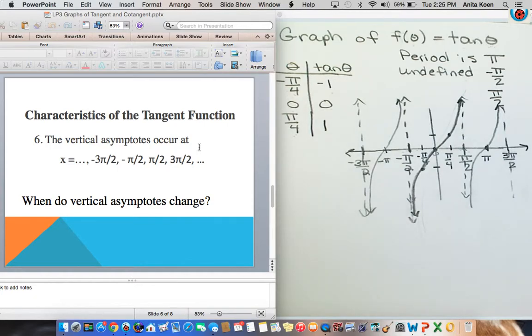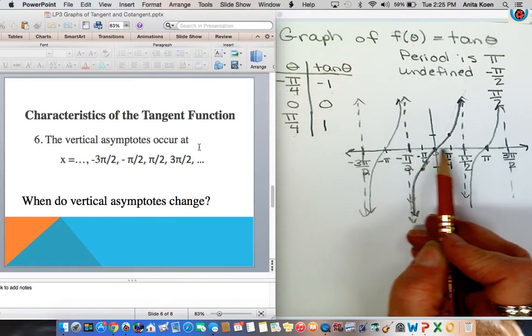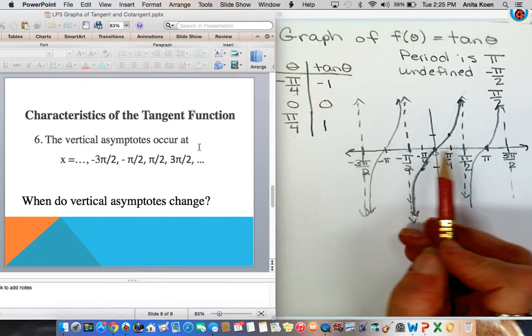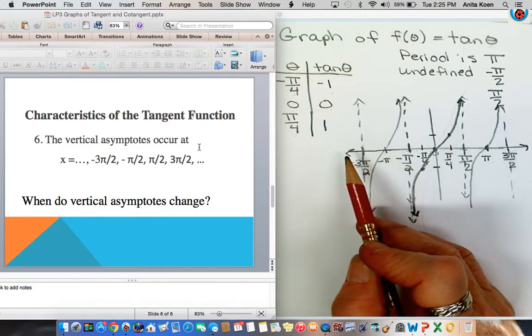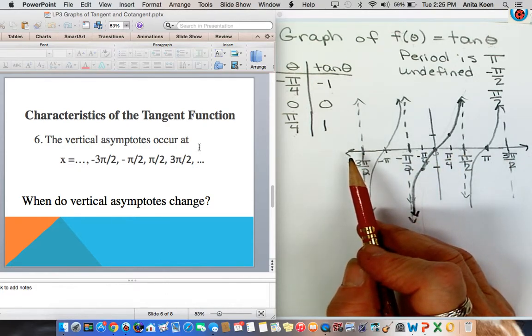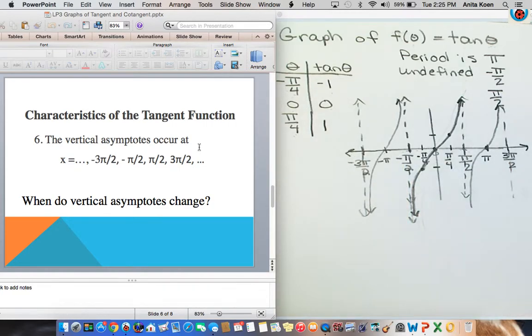Okay, what would make the vertical asymptotes change? If I were to shift things left and right, then the vertical asymptotes would change. So a horizontal shift would make the vertical asymptotes change.